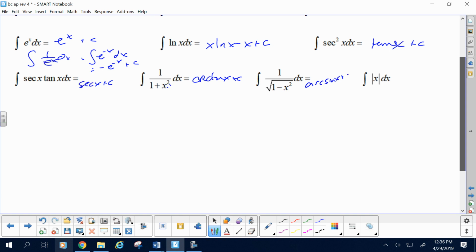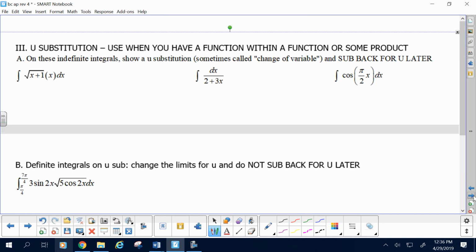Arcsine. And what's the general approach for absolute value when you integrate? Piecewise. Okay, so this one we do piecewise. Usually you do a definite integral. I don't know what I was thinking. You with me? Okay. U substitution.